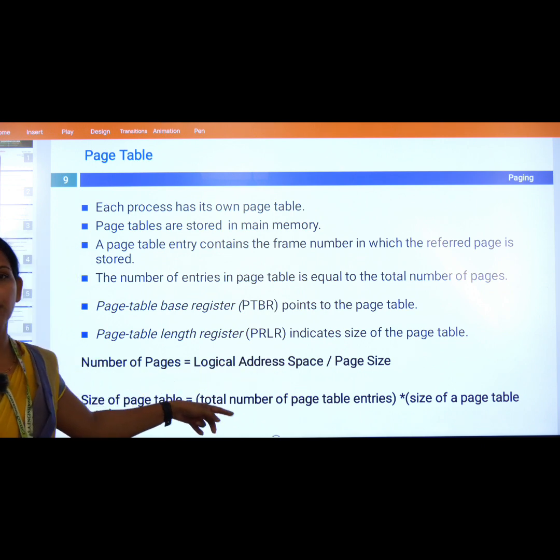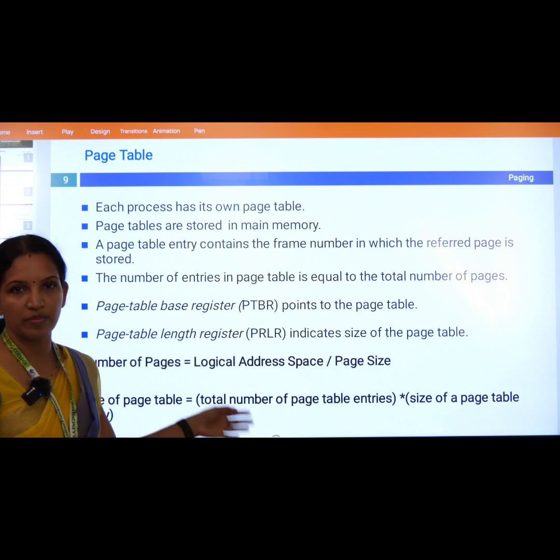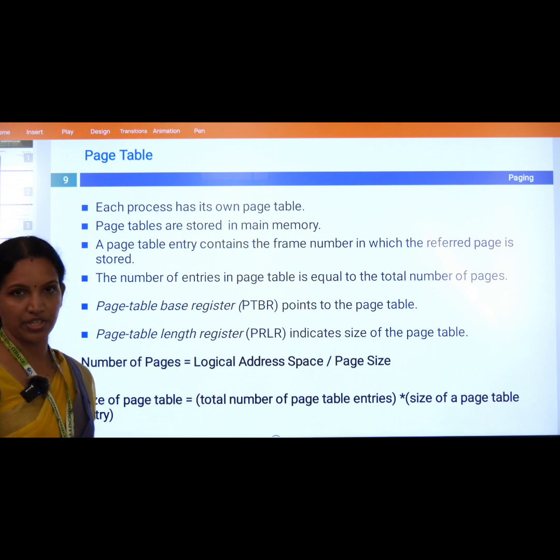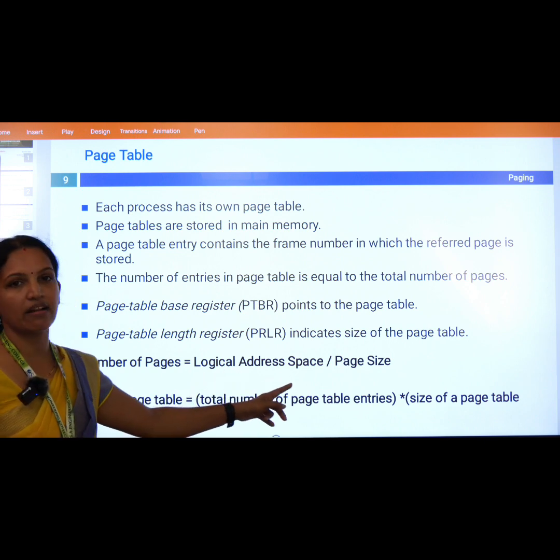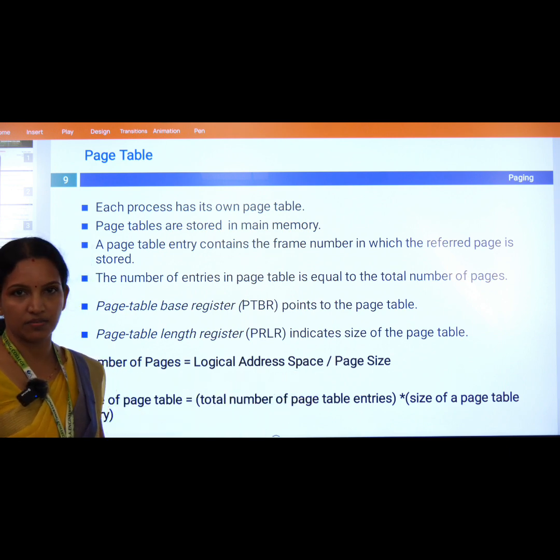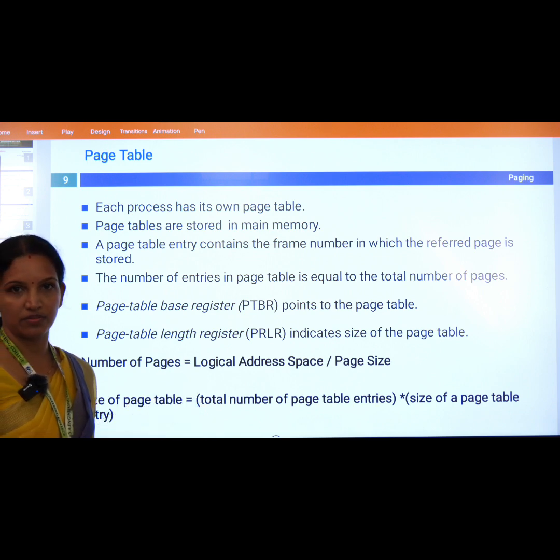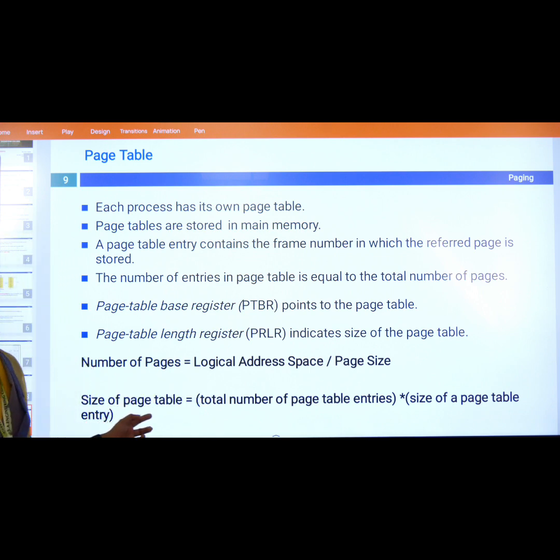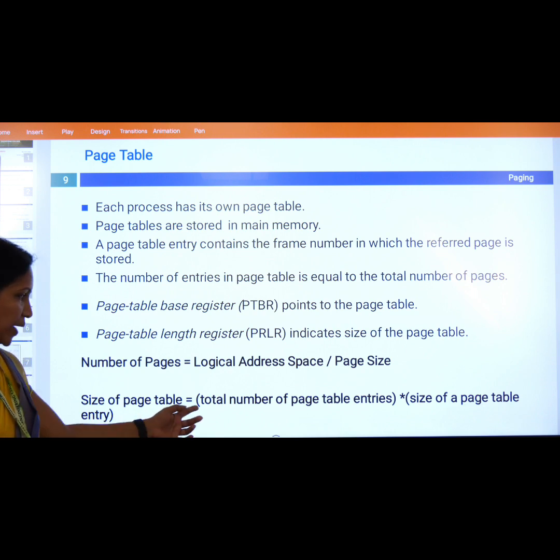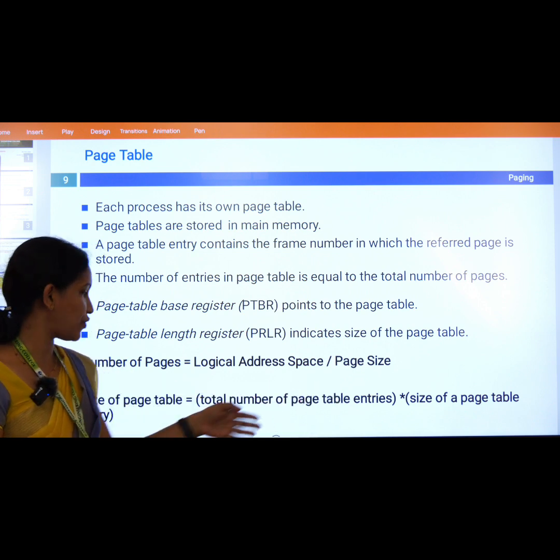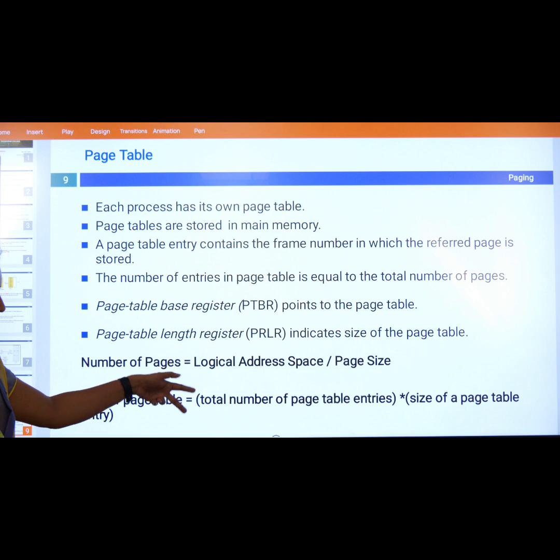Now there are two important formulas which can be used for solving problems from this area. The first one is the number of pages. How will you calculate the number of pages? Number of pages is equal to logical address space divided by page size. So the number of pages is equal to the number of entries in the page table. The second formula is to find the size of a page table. Size of a page table is equal to the total number of page table entries times the size of a page table entry. These are very important formulas to solve the sums from paging.